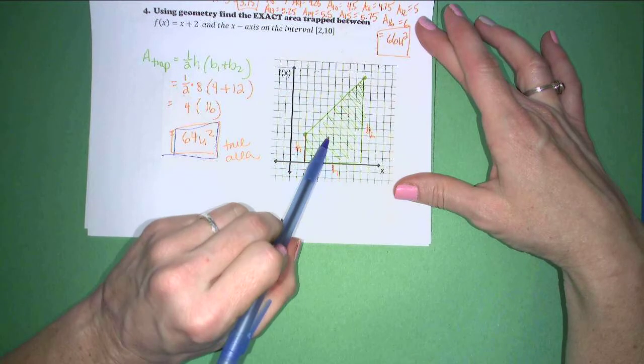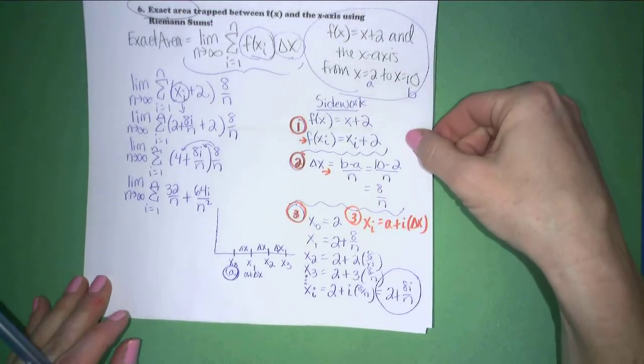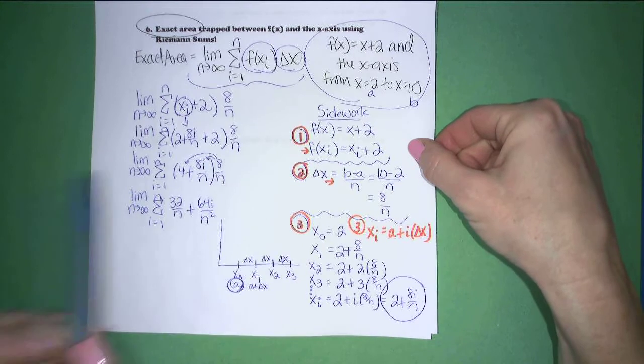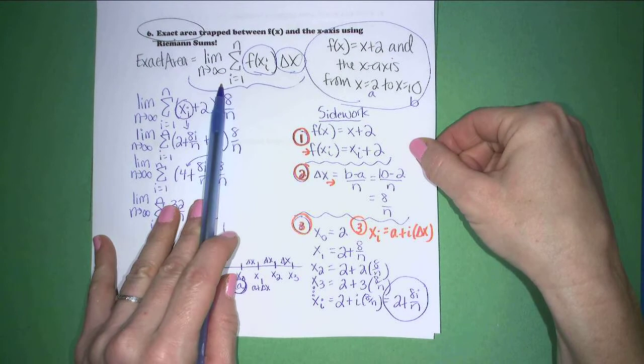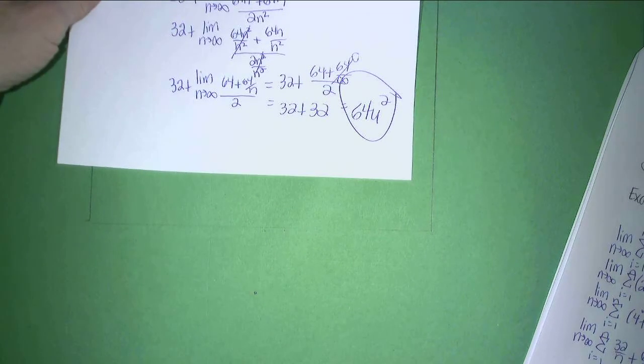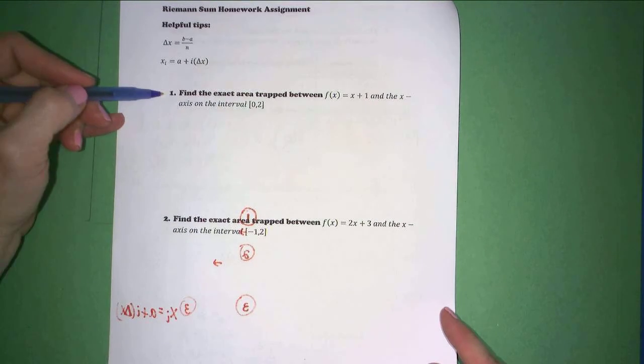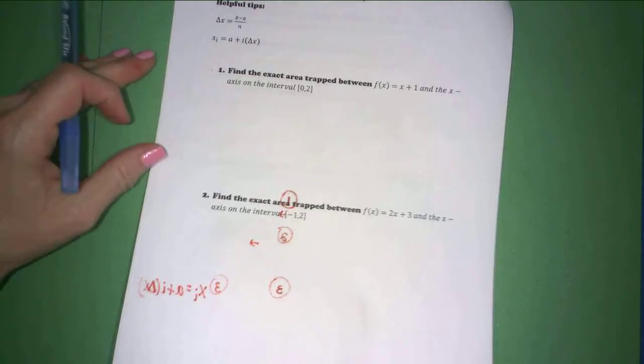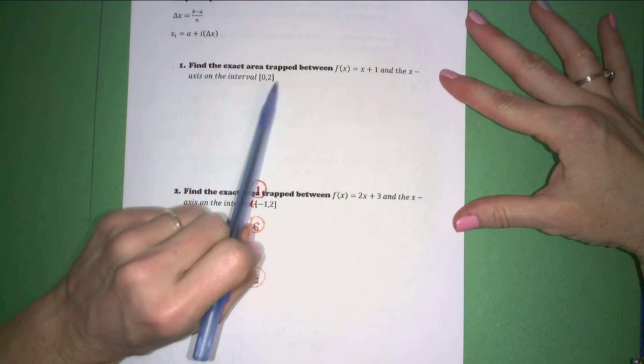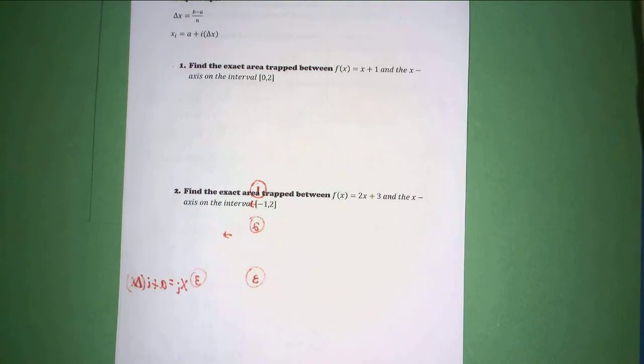Now, using Riemann sums, we tackled it a completely different way, using the formula for Riemann sums, and we got the same answer, 64 units squared. So your homework tonight is going to be to continue on in the packet and use Riemann sums to do numbers 1, 2, and 3. So the best thing to do is graph them, graph these linear functions on the given interval, take a look at it, use geometry first if you can, just to know what your final answer is.